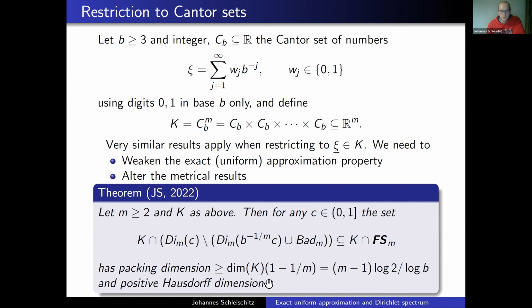And also some positive Hausdorff dimension result, which is not so analogous to the real case, but still you get something positive. And yeah, it turns out this is easy to prove because my construction is very close to considering such sets. Okay, so these are the new results.